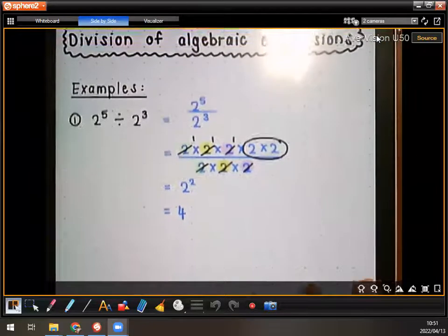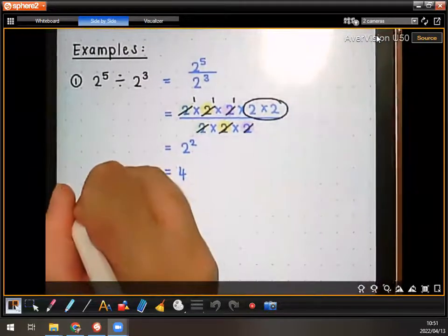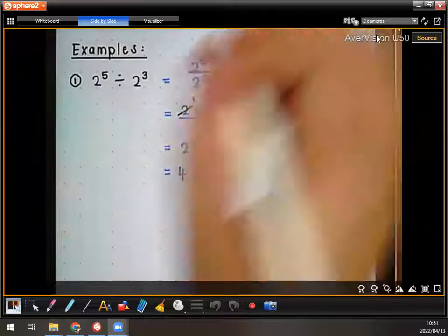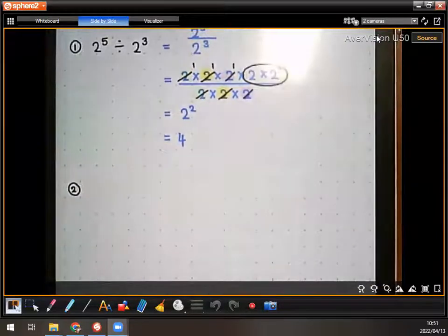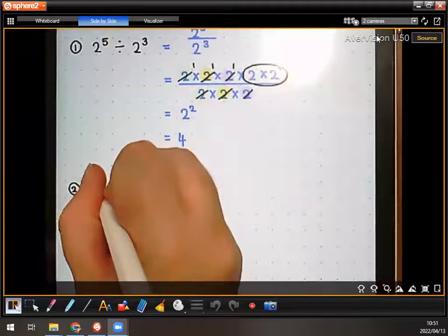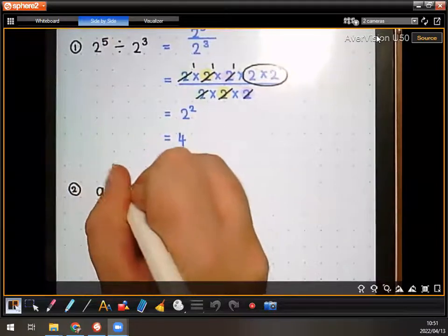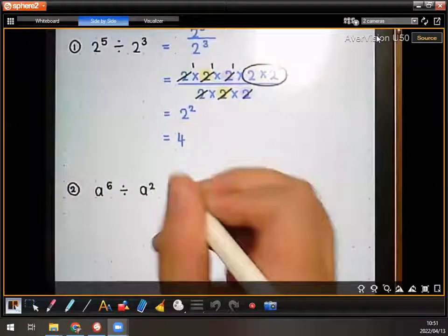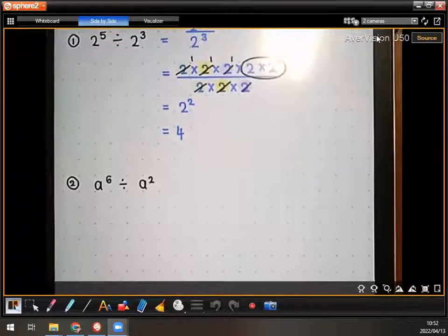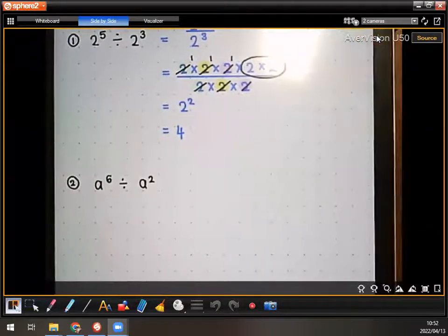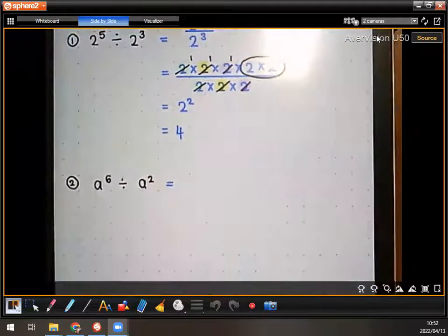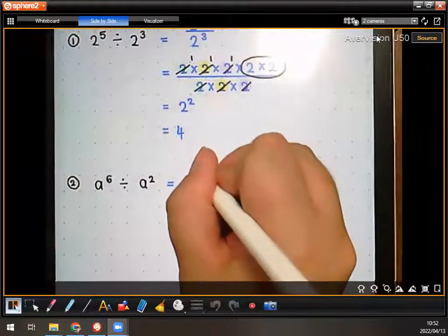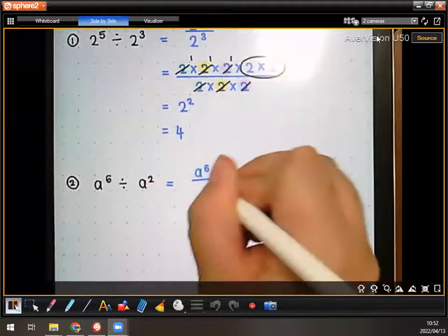Right, let's do another one. We're just going to practice a whole bunch of them. So number 2, the second one, is, let's do a to the 6 divided by a to the power of 2. So now we're not working with numbers, we're now working with variables, all right? But we're going to use the same method, guys. So instead of using the division symbol, it's better if you write it as a fraction.